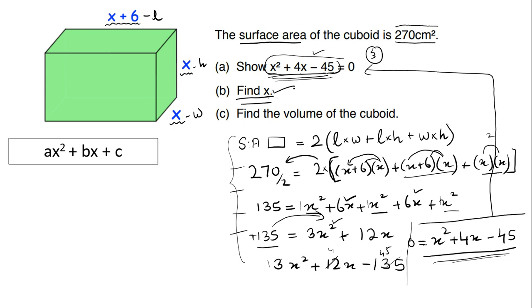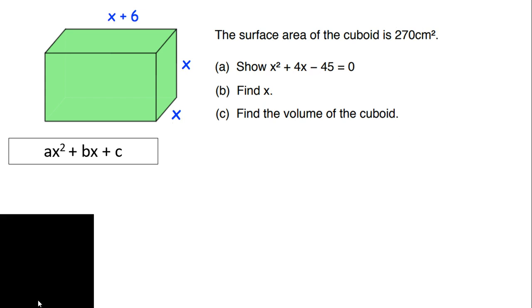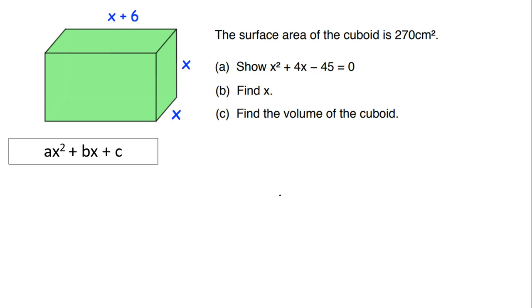Now we have this particular equation. I'm going to get rid of all the stuff that I've written. Hope you've understood everything here. Okay, now we'll do this again. So the first part is done. I already showed you how you would work out proving this equation. You just have to look at the surface area part. You have to work out the formula for the surface area of a cuboid, and then you put in all the x plus 6, x and x, and then take out your answer, equate it to 270, and you'll end up with x squared plus 4x minus 45.